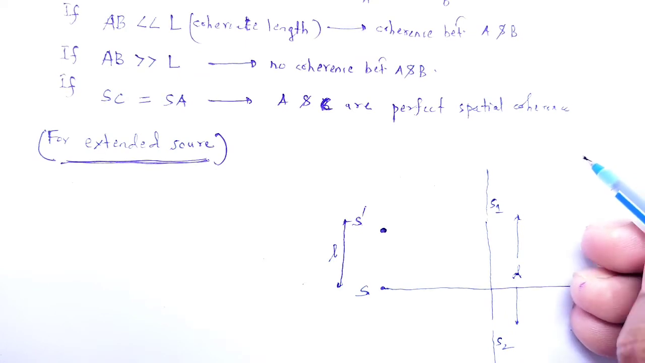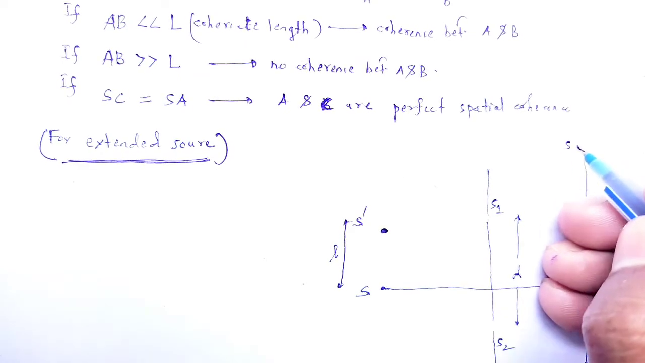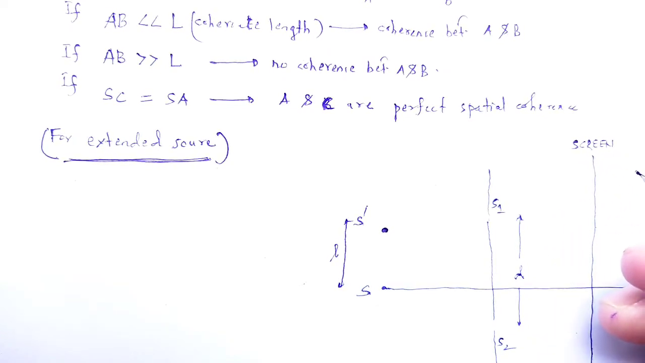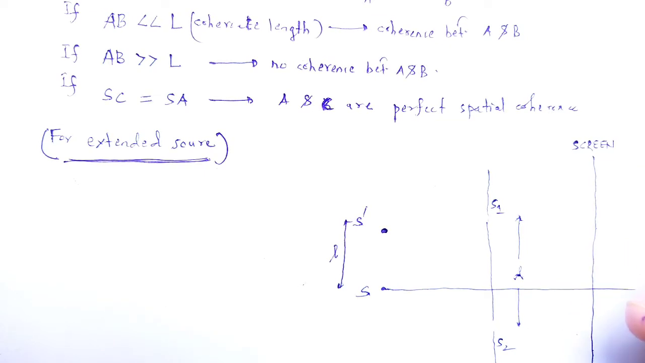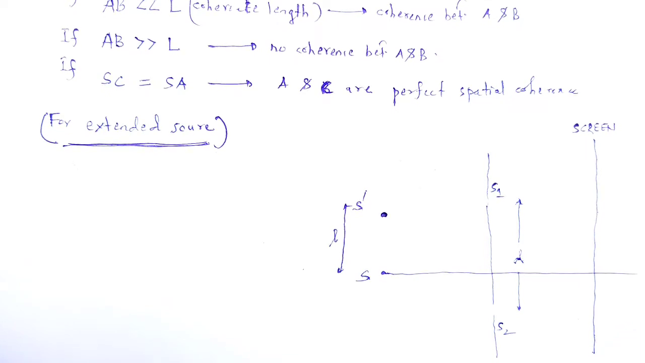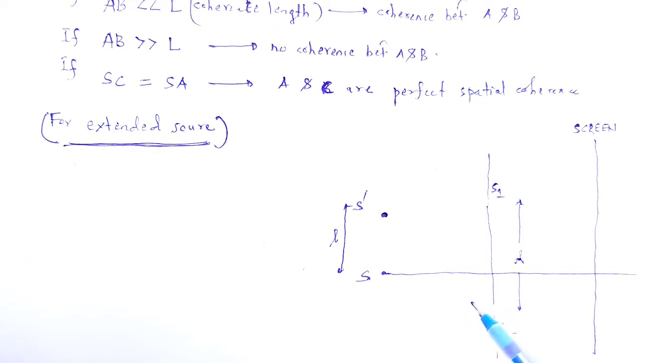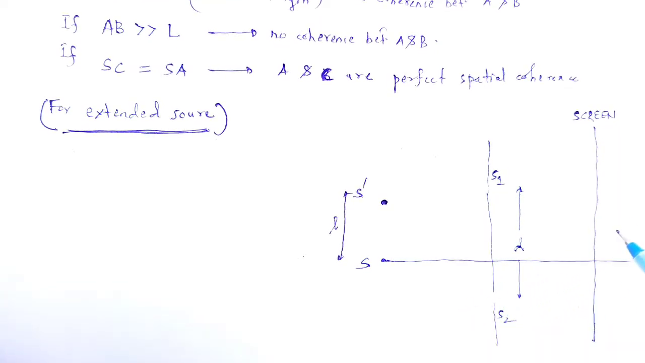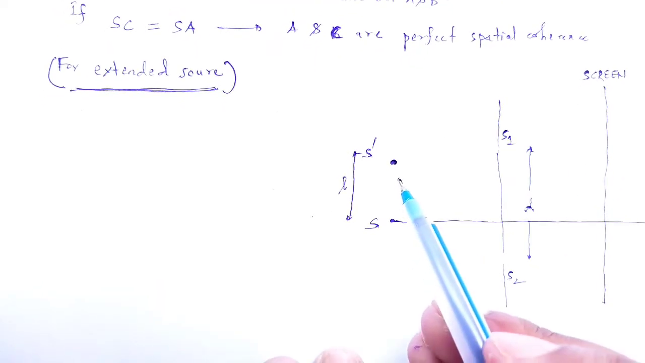Now, the screen is placed. The slits S1 and S2 are placed at a distance D from the source.